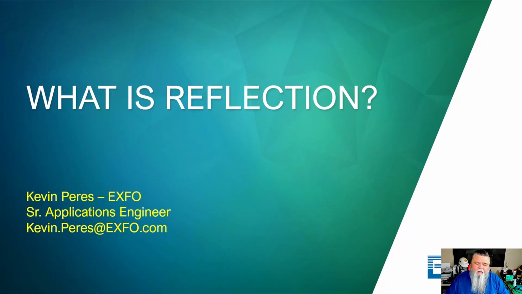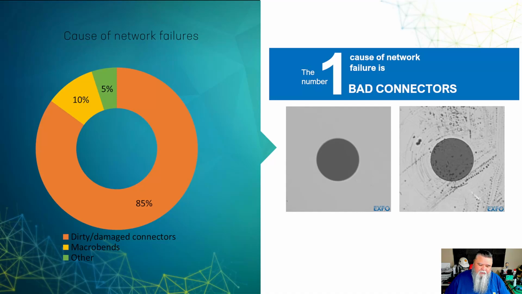Today, I'll be talking about reflection and the consequences of reflection in an optical system. I mentioned this in my previous video, but this really cannot be said enough. One of the biggest points of failure in a fiber optic network today are connectors. Well over 85% of the maintenance issues on existing systems have to do with connectors.